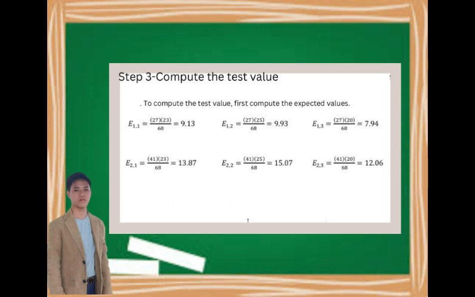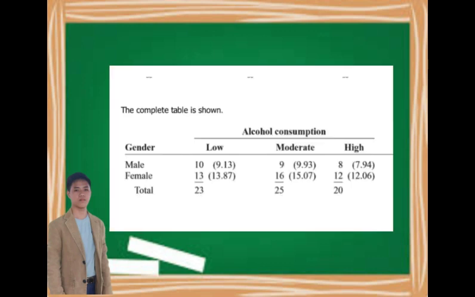But before we solve for the test value, first we need to solve for the expected value. The formula for the expected value is the row sum times the column sum over the grand total. The computation is already laid out. E1,1, meaning the expected value, equals the total of row 1 times the total of column 1 over the grand total. Continue and compute for every row sum with every column sum until all the expected values have been solved. Here's the complete table where the expected values have been put beside the observed values.